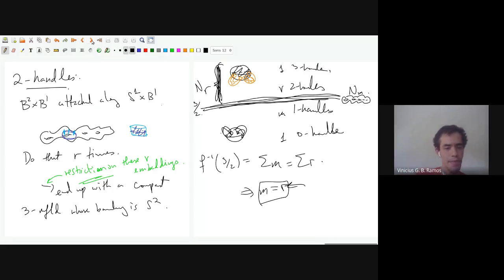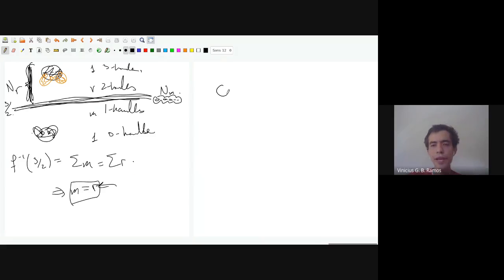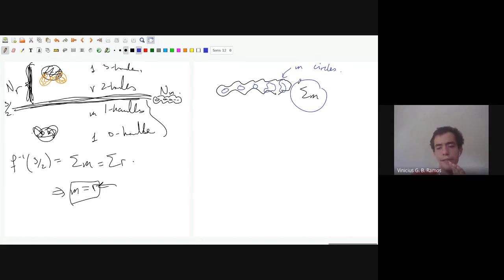So now we can say, well, we have our genus M surface. So this corresponds to the genus M. And then if I want to attach 2 handles, I have to add basically M circles. I can assume they don't intersect, so it's an embedding of M circles into this genus M surface.